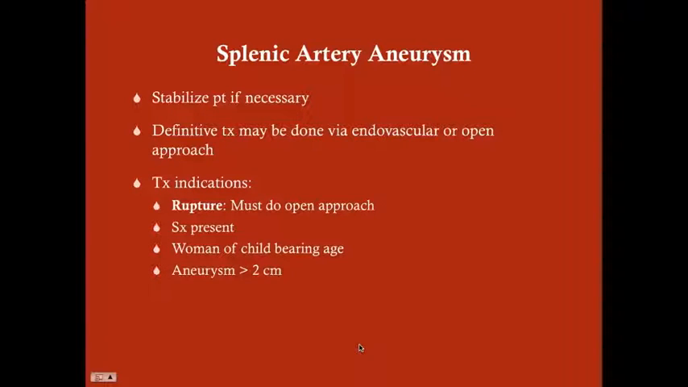Treatment. We'll want to stabilize the patient if necessary, so make sure that you've got your lines going with fluids. Make sure you've got a stable airway. Definitive treatment can be done either via endovascular or open approach. Of course, if it's a rupture, you're going to have to do it via open approach. The treatment indications include rupture, if there's any kind of present symptoms. If it's a woman of childbearing age, then you're going to want to make sure that she is treated before she ever possibly gets pregnant again, because that's going to put her at a higher risk for rupture, and if the aneurysm is more than 2 centimeters.